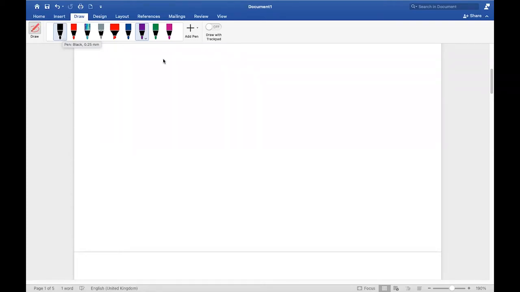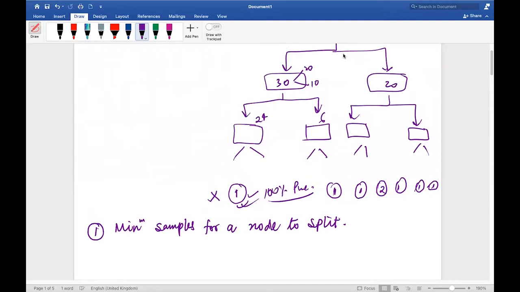Understood? Now, what are the few things? Let's say, can I set a constraint on minimum samples for a node to split? So that means if I set this criteria to 20, what does that mean?